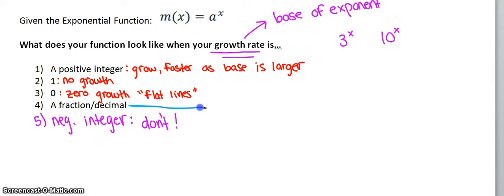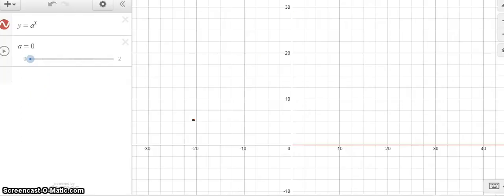Okay, last example is a fraction or decimal. So going back to Desmos, I've restricted our a values to just be from 0 to 2 because we know negative numbers don't give us a function. So we're going to look at what happens when it's a fraction, something like 0.25 or 0.5. What do you notice compared to what we saw before? And the answer is these graphs reflect over the y-axis. The reason is that if you multiply 1/2 an increasing amount of times, it's going to get smaller.